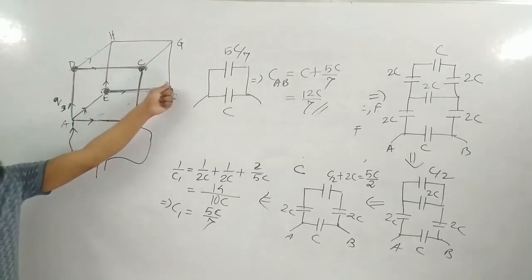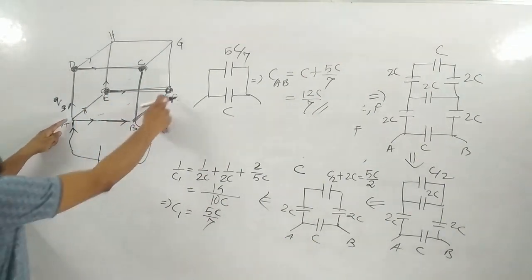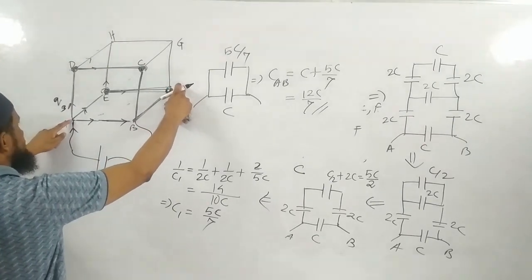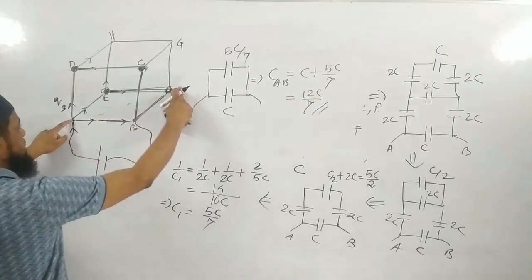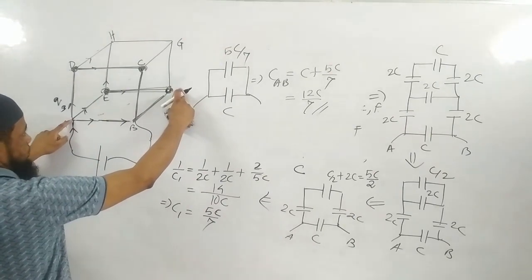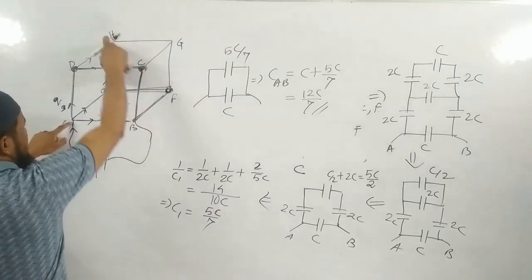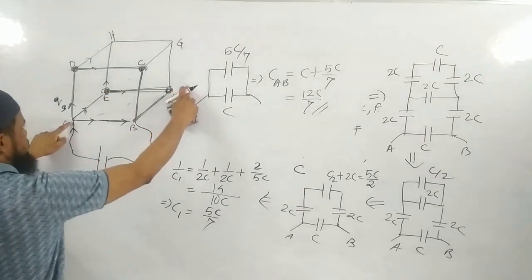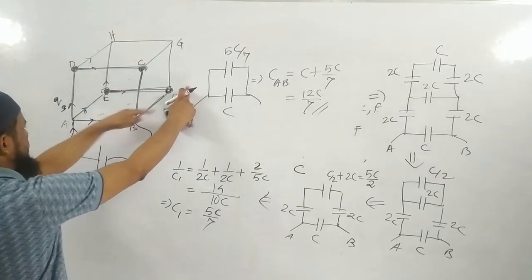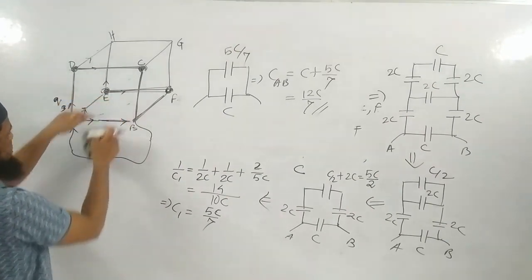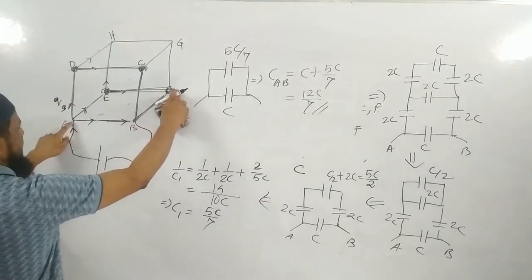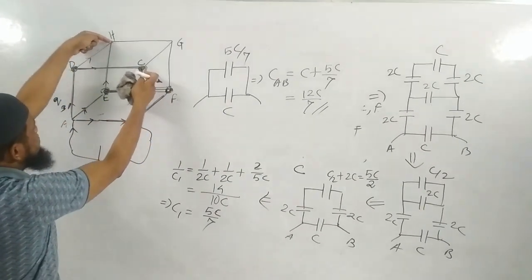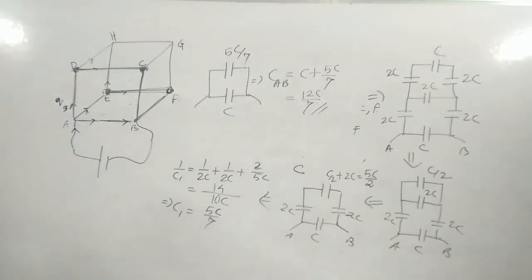Similarly, you try between A and F. When you go from A to F, you'll find C and H to be having the same potential. Try to figure it out between these 2 points. C and H and B and E will be at the same potential. Whether you go this way or that way, these 2 points will be having the same potential, they can be joined. Or between A and F, this point and this point will have the same potential, they can be joined. Okay, you try it out.